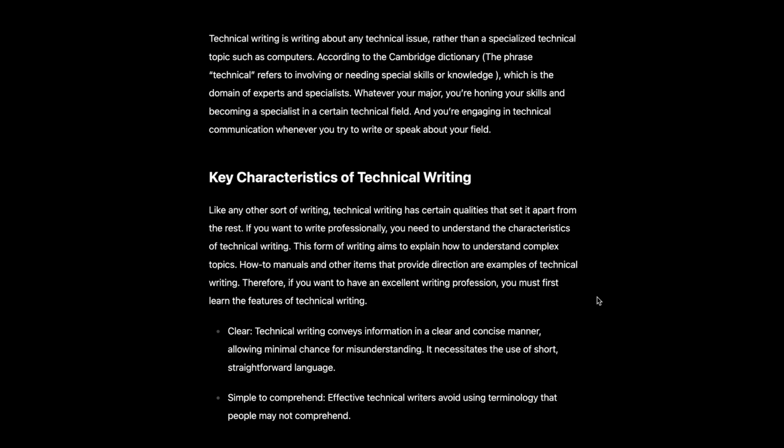So now, according to the Cambridge Dictionary, the word technical refers to involving or needing special skills or knowledge, like I explained, which is the domain of experts and specialists. Now, as a technical writer, you need to understand what you want to write about. That is the simple truth.